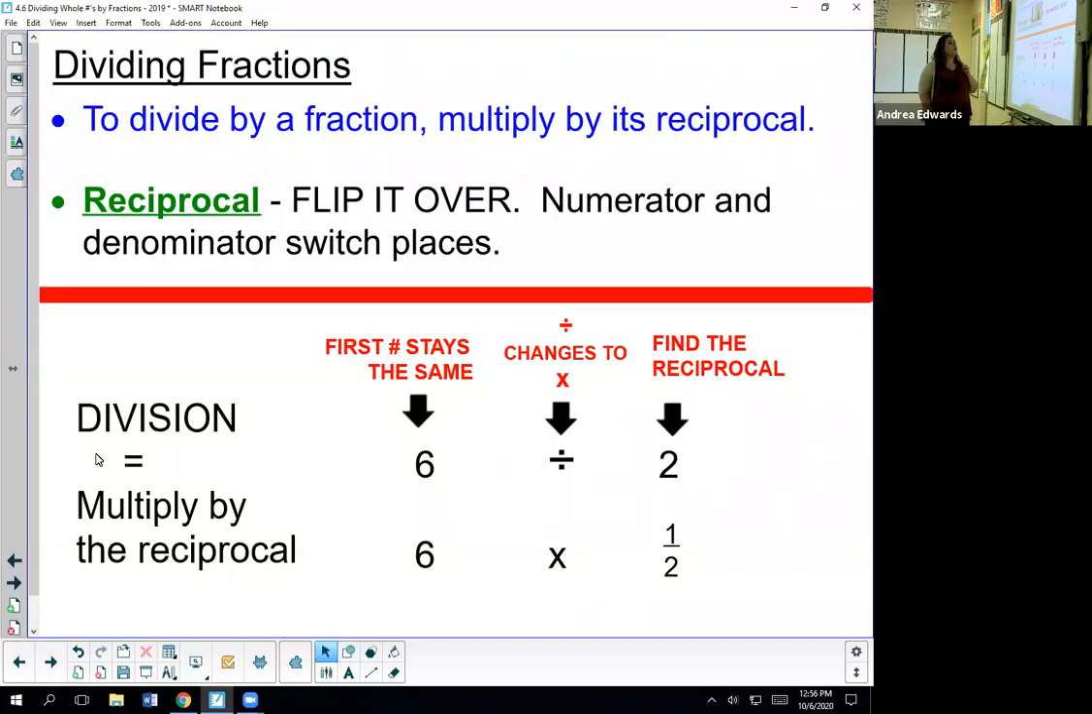Okay, so if I say we're going to divide fractions, how do we divide fractions? We divide a fraction by multiplying by the reciprocal. What the heck is a reciprocal? Well, it's basically you take your numerator and your denominator and you flip it upside down.